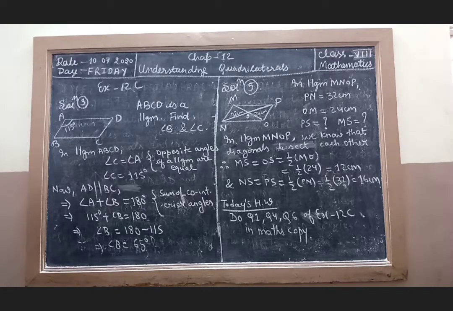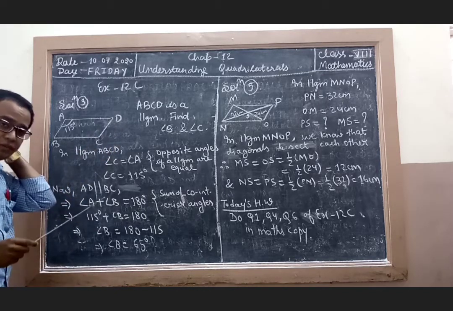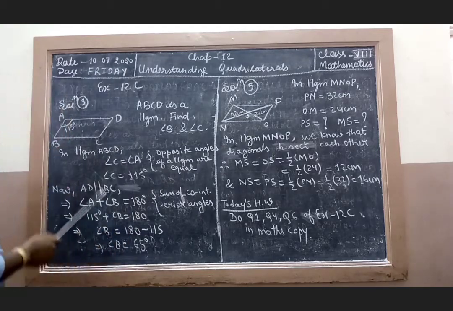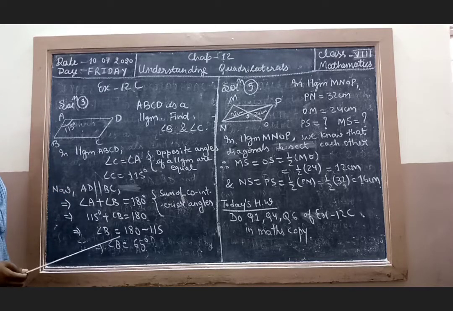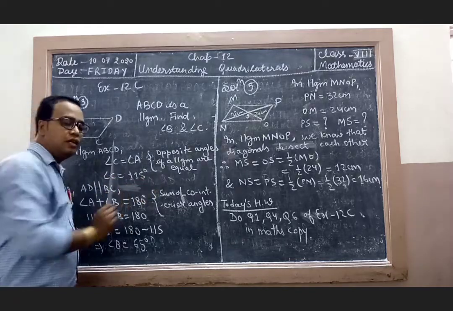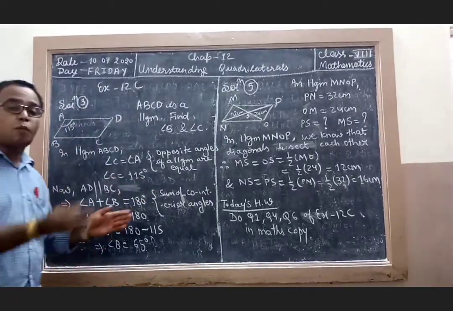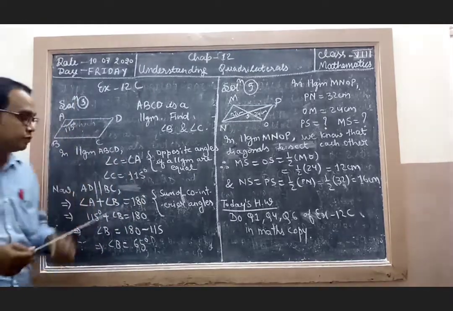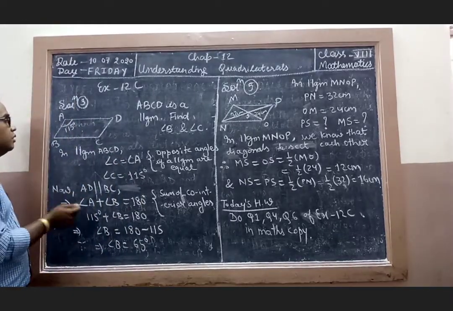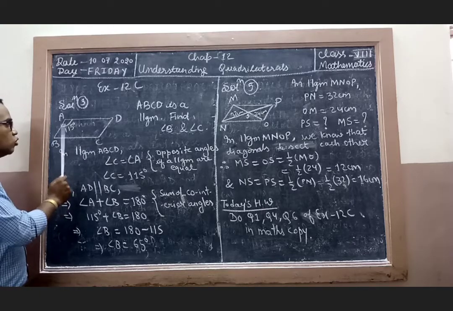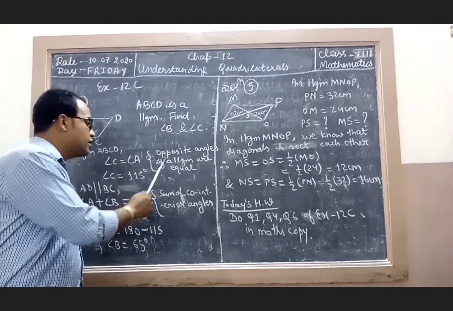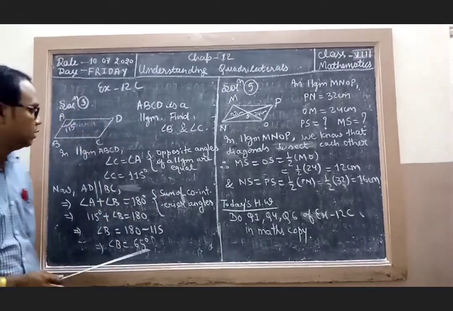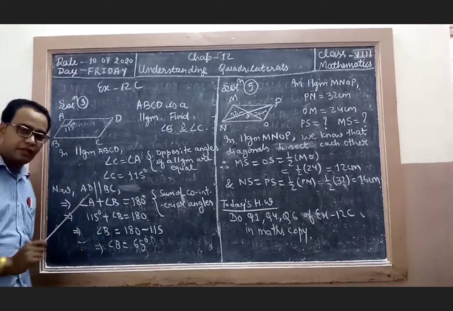Now students, exercise 12C, question 3. In question 3, ABCD is a parallelogram and angle A is given as 115 degrees, and you have to find angle B and angle C. Now we use properties of a parallelogram for solving this problem. In parallelogram ABCD, angle C is equal to angle A. The reason behind this is that opposite angles of a parallelogram are equal. So angle C equals 115 degrees.